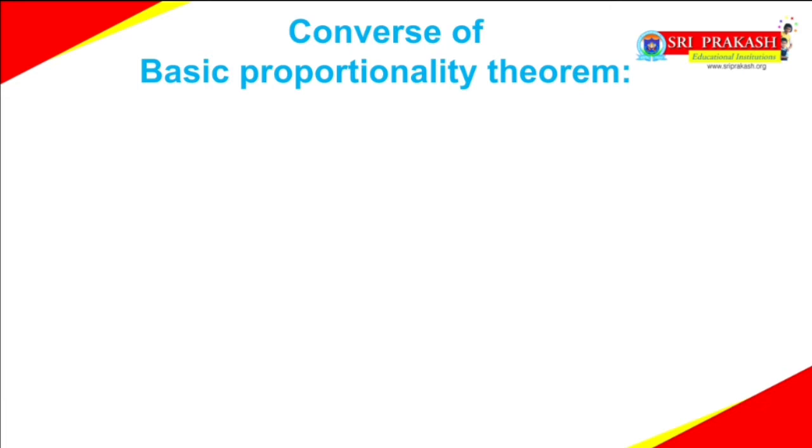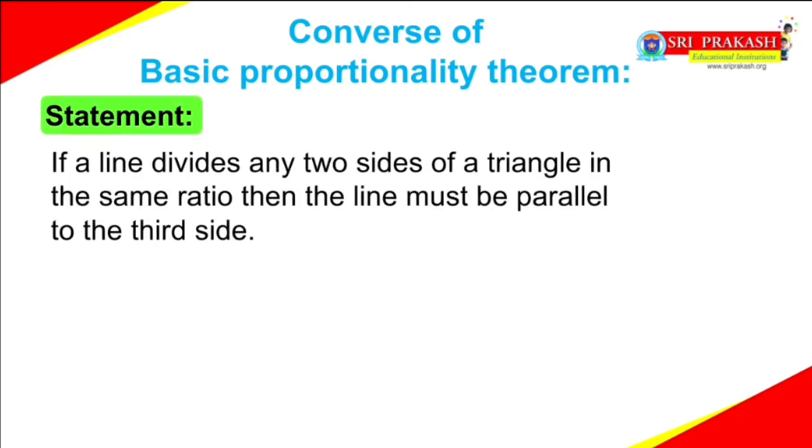Children, now we are going to learn another important theorem, that is converse of basic proportionality theorem. Children, the statement of this theorem is, if a line divides any two sides of a triangle in the same ratio, then the line must be parallel to the third side.